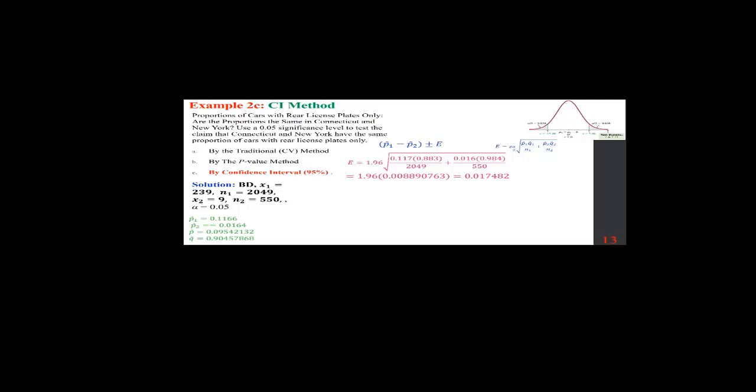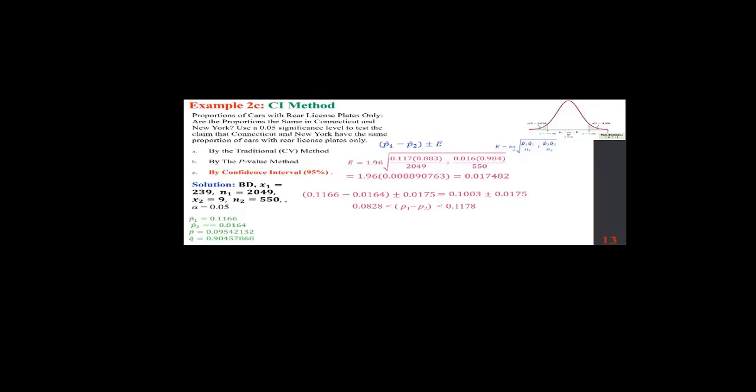So with that being the case, P1 hat minus P2 hat plus minus, we just have calculated the value of E is 0.017482. Now, it's really good practice to keep it like that. A few decimals would be helpful. At some point, we do the rounding, but it's good to have it to begin. So having said that, we end up with the following. Therefore, it means P1 minus P2 is between 0.0828 and 0.1178.